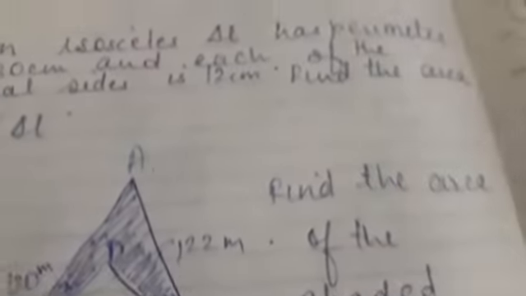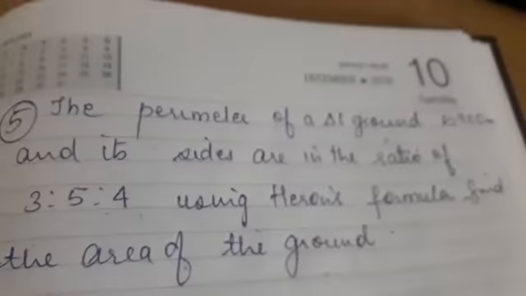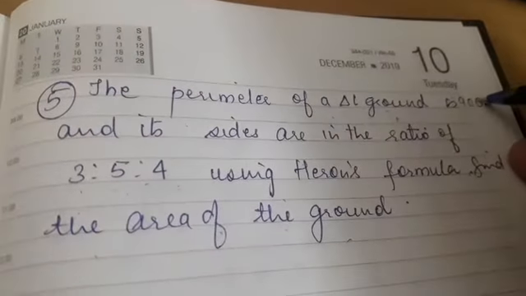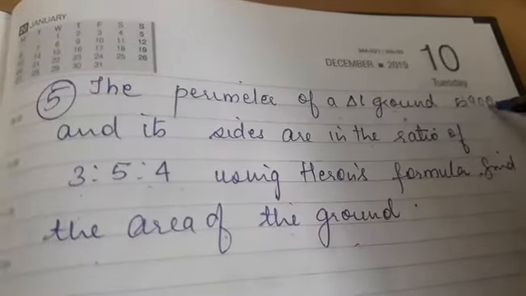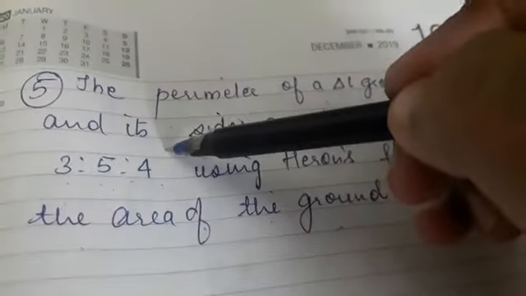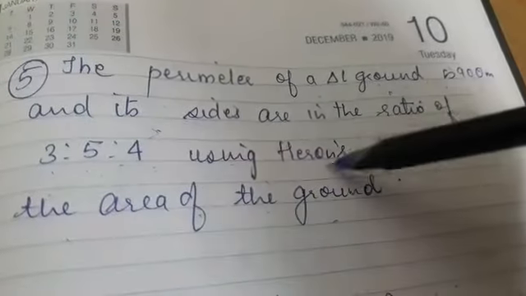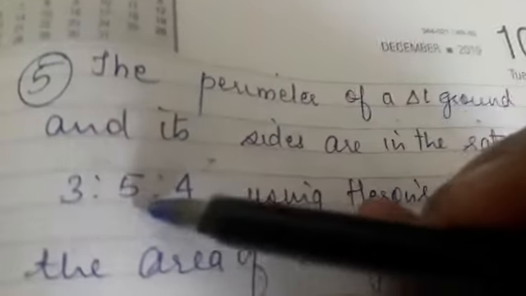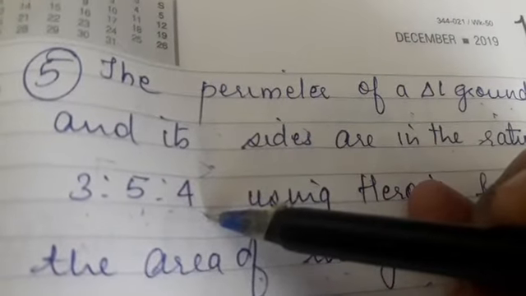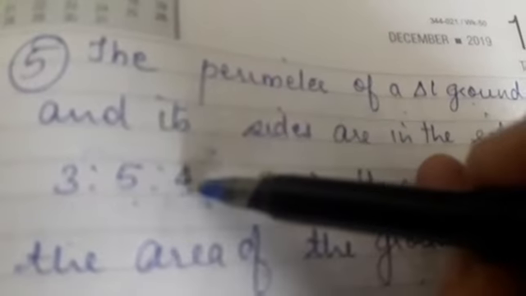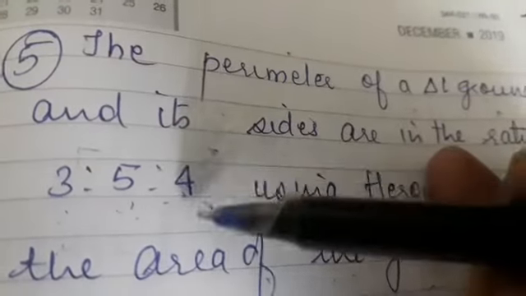Now one more last question is here. The perimeter of a triangular ground is 900 meter. Perimeter is given. Now the sides are in the ratio of 3:5:4. Using Heron's formula, find the area of the ground. Now children, what we'll do is convert this ratio into a multiple of x. Then we will use the formula of perimeter to find x, then the three sides, and then the area.